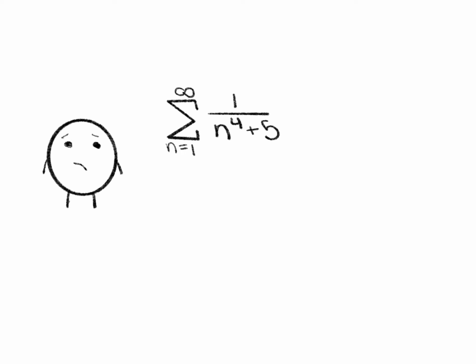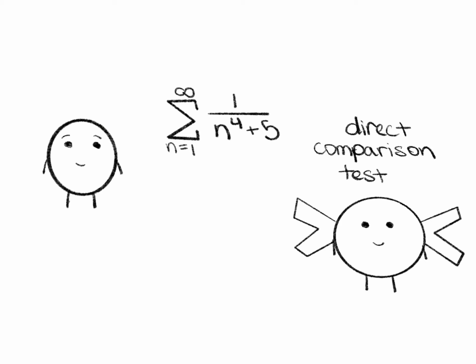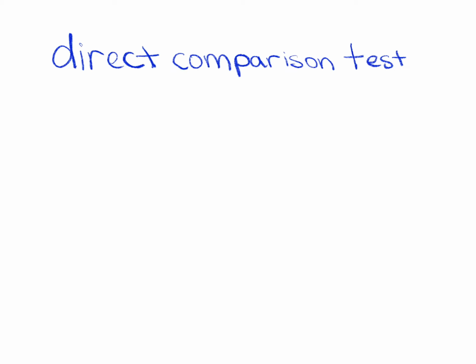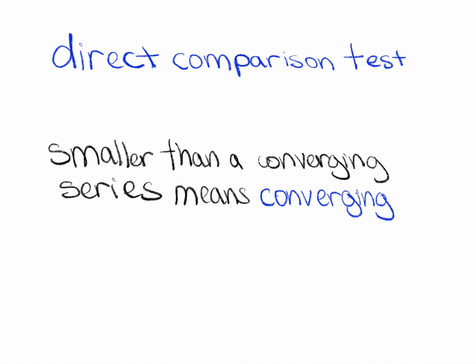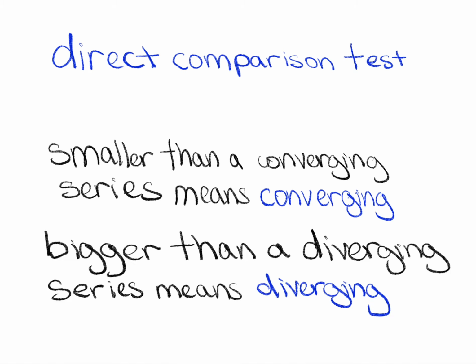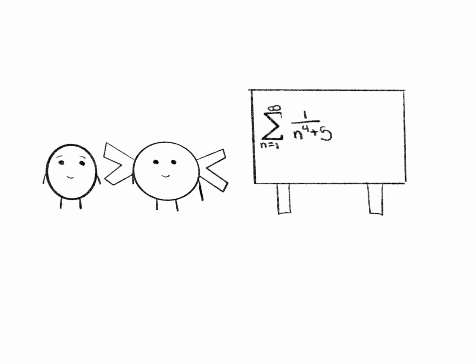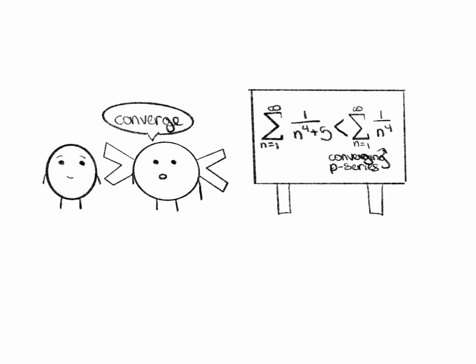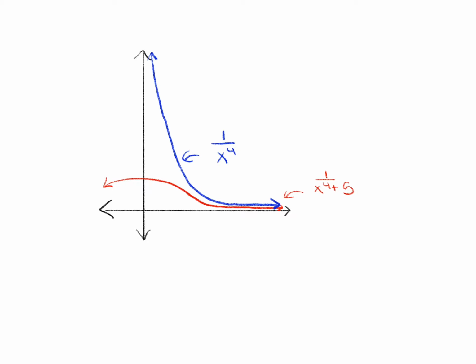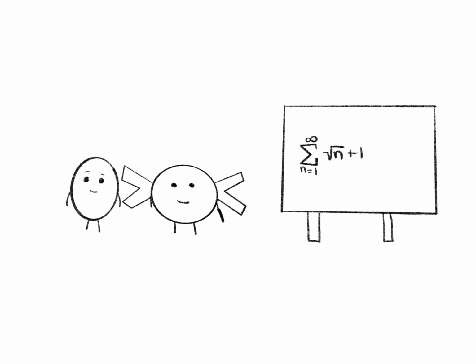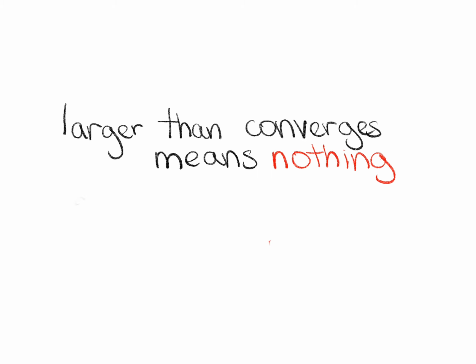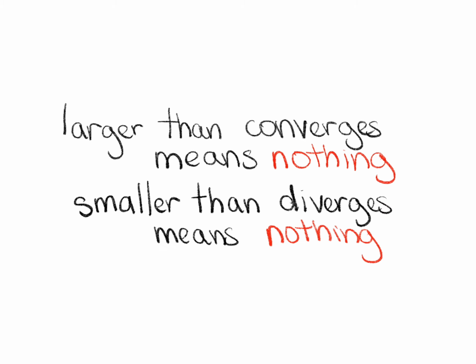Next, we'll refer this customer to the direct comparison test helper. The DCT helper states your series will converge if it's smaller than a convergent benchmark series. If your series is larger than a divergent benchmark series, your series must also diverge. The direct comparison test helper compares the customer series to a converging p-series that is bigger than him, and therefore the series also converges. The direct comparison test helper can sometimes lead to an inconclusive result. If your series is smaller than a diverging series or greater than a converging series, that doesn't prove anything.